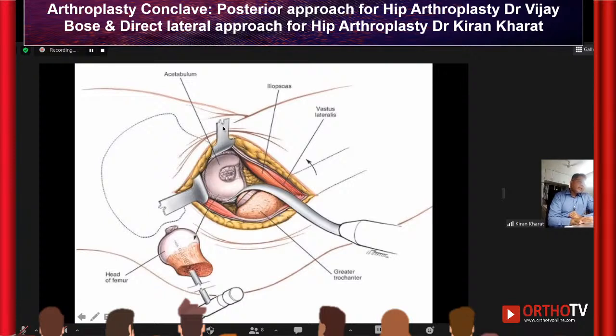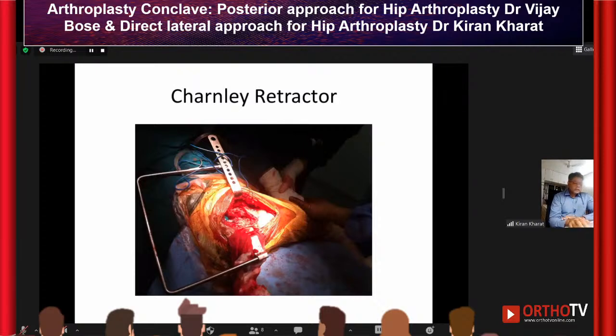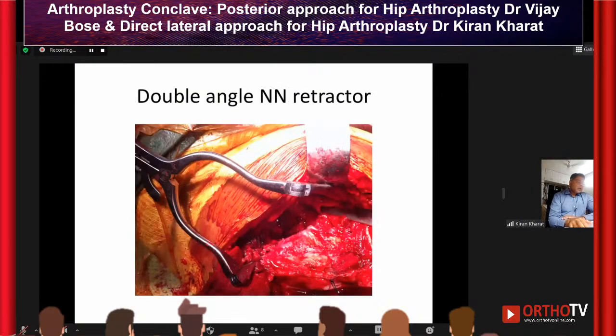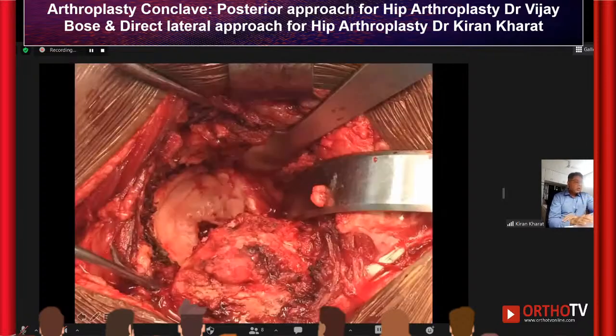You place it and then ask your assistant to hold it with a digit, not with his grip like this, but with a digit or a swab through the holes of the Hohmanns so that there's no pressure on the anterior wall. So these are the retractors I commonly use, a Charnley retractor. I often have a Norfolk and Norwich retractor or a small West retractor, which is double angled. And this won't come and compromise your view in any way. And this is how I can see the acetabulum very, very clearly.